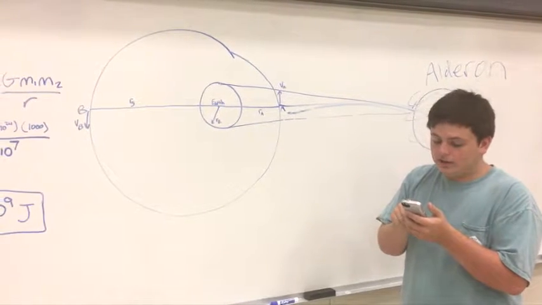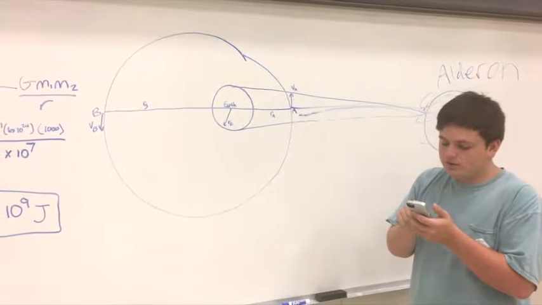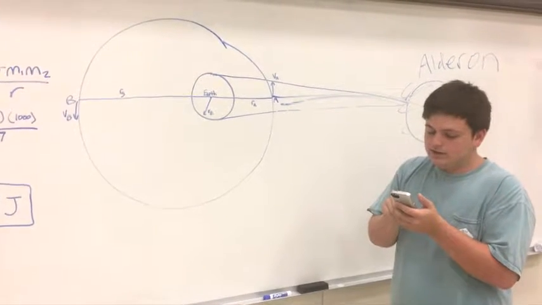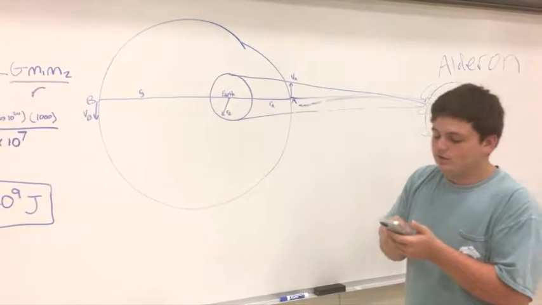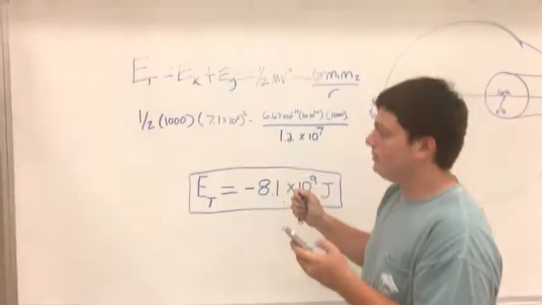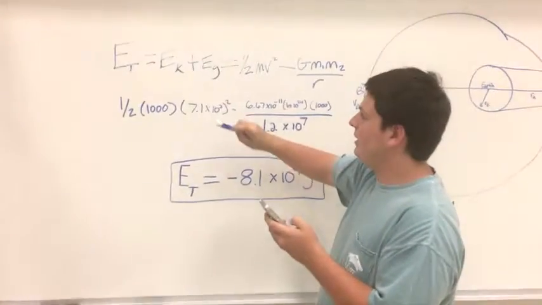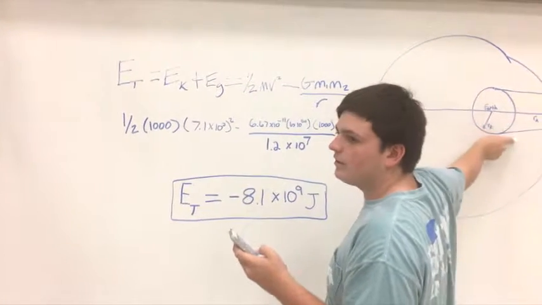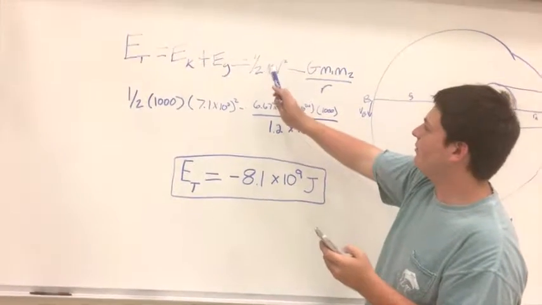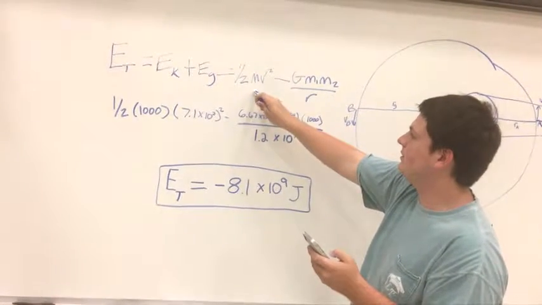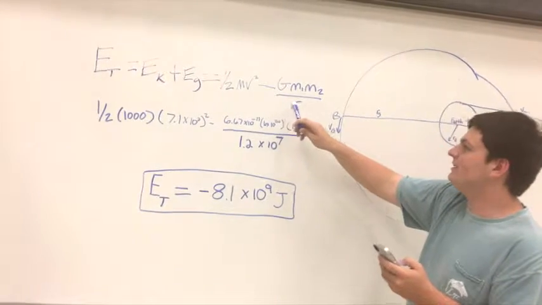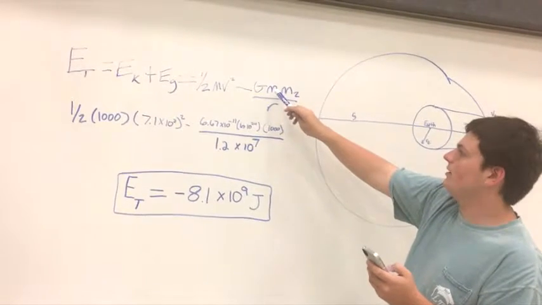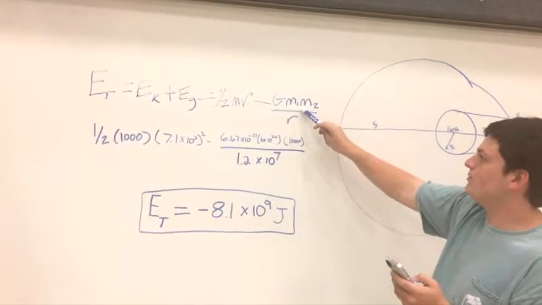So for problem A, the total mechanical energy of the spacecraft, assuming that the gravitational potential energy is 0 at an infinite distance from the Earth. Finding total mechanical energy, we have to find the kinetic energy and the gravitational potential energy. For the equations, for kinetic energy we have half of mv squared, and for gravity, the gravitational constant times the first mass, the second mass over the radius.